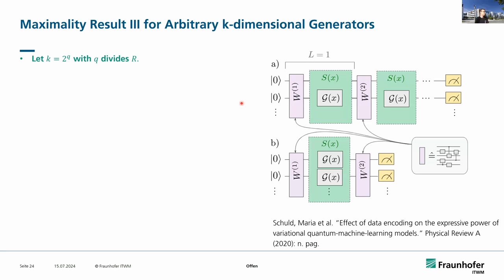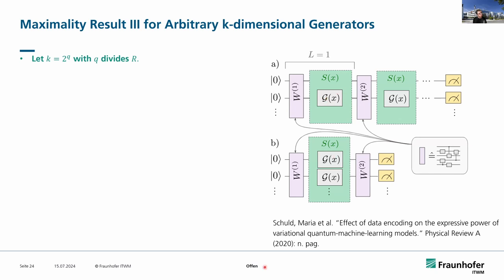Last maximality result I want to give. Now you may ask, okay, that was interesting, but you made the assumption that your generators are made up of subgenerators which always act on a single qubit. So they're 2-dimensional. Now the question is, what if you allow k-dimensional subgenerators? We also consider that.